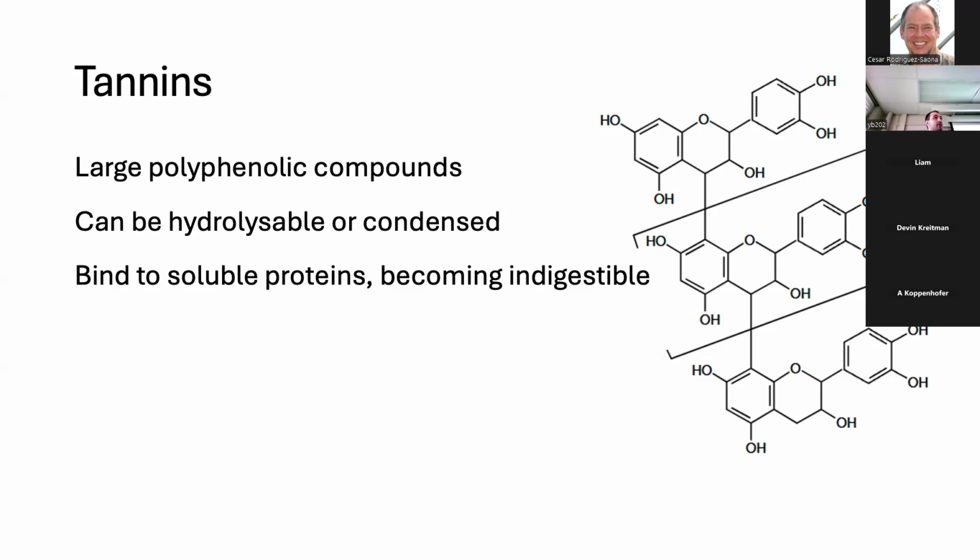So in the context of chemical ecology, if these bind to proteins and become indigestible, what do you think the use of them is for a plant? Yeah, exactly. Preventing insects from eating unripe fruit. It doesn't only have to be fruit. A very popular plant that has a lot of tannins in it is oak. If you look at oak leaves, they have a lot of tannins in them.